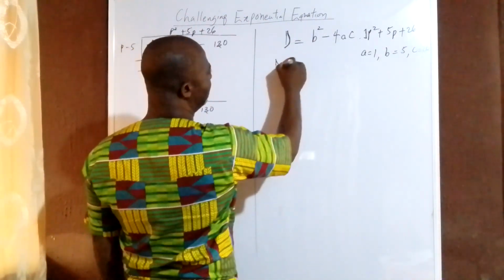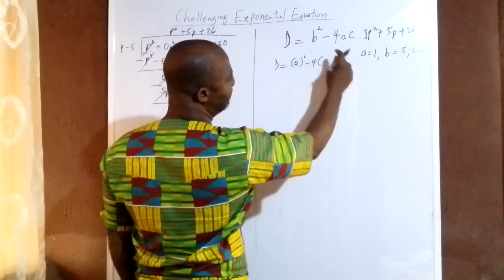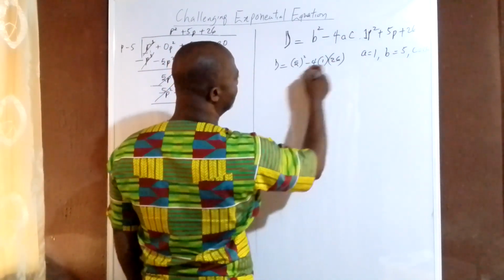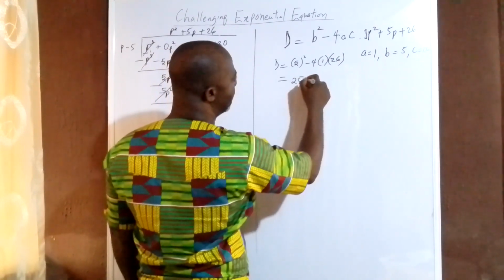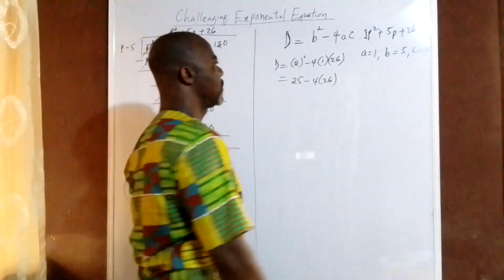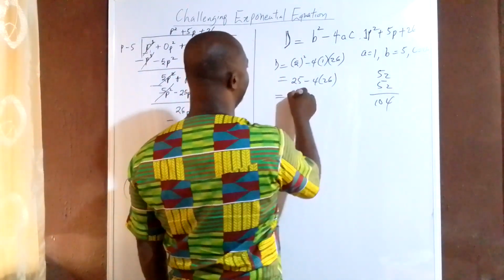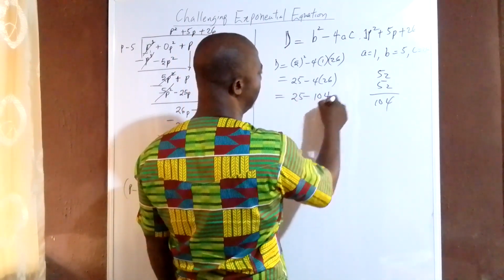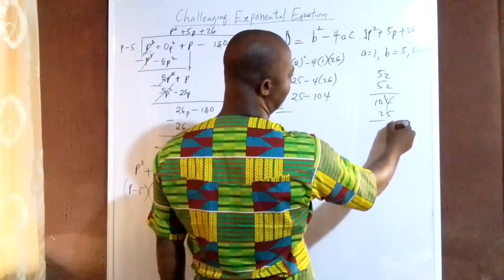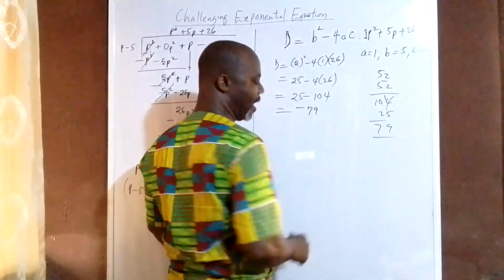So that will give us D equal to 5 squared minus 4 times a, which is 1, times the value of c, which is 26. We have 25 minus 4 times 26. That's 104. So we have 25 minus 104, that will give us minus 79.